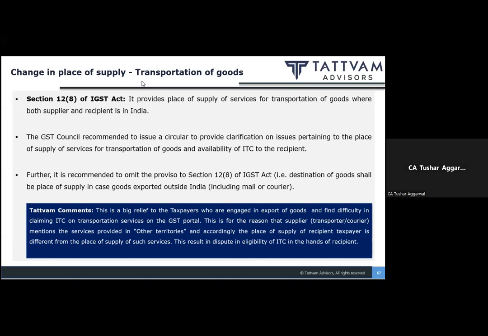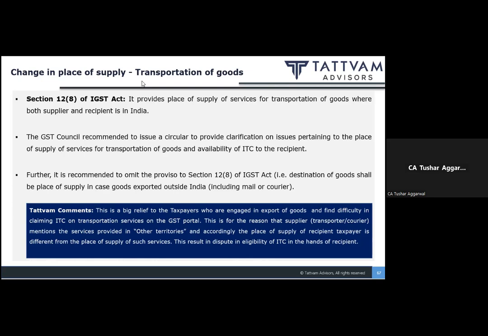Since both the parties are in India, for place of supply, I have to refer to section 12, subsection 8. And there the law is written that as per the proviso, if goods are moving outside India, the place of supply for transportation services shall be the place outside India, that is other territory. So practically what was happening was that when I was raising my transportation or courier bill to the taxpayer in India, my place of supply was always outside India, other territory. Even though I was charging IGST to the recipient, since place of supply was other territory, as per the place of supply provision, the recipient was not in a position to avail the credit as per Form GSTR 2B, and even in 8A, this was never shown.